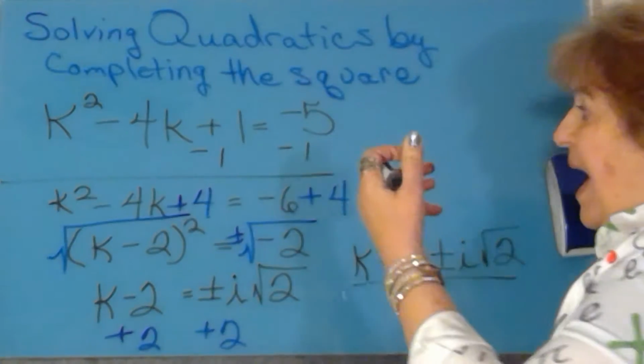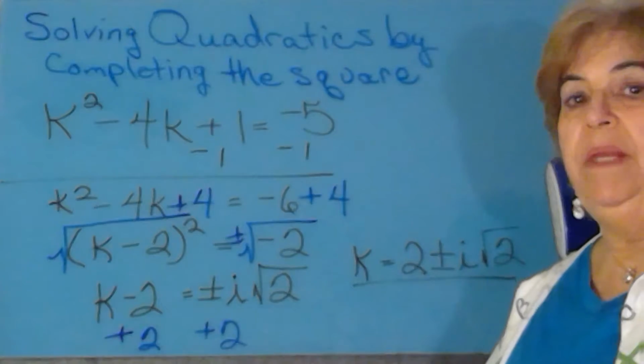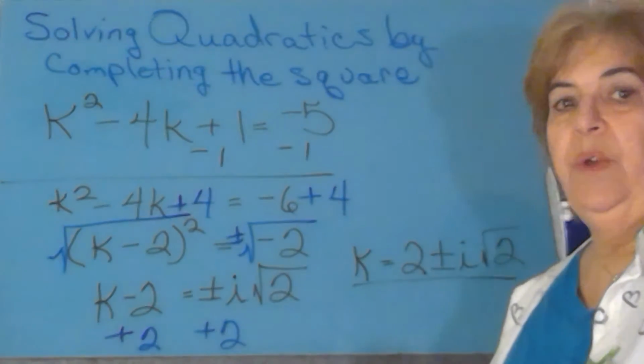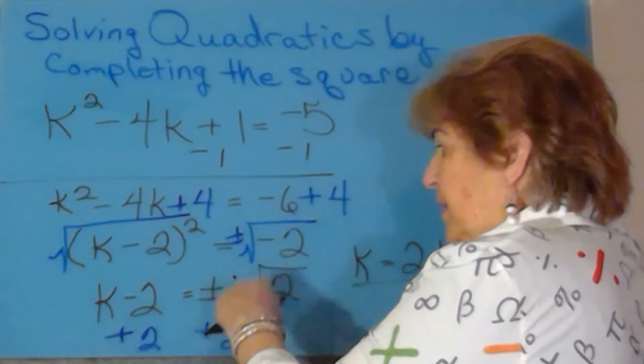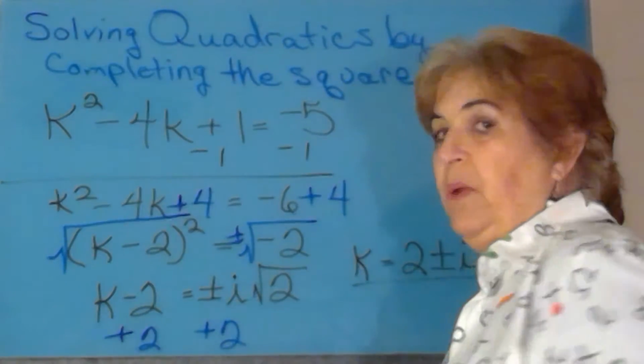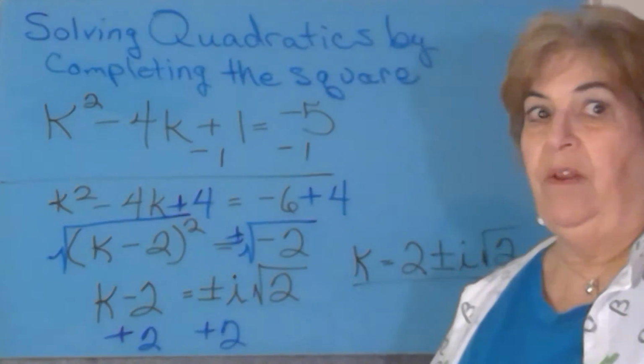So I said it might be a little more difficult. The only thing that made this problem more difficult was you had a square root of a negative number. You just had to bring an i out. And then when you add the 2 to both sides, it can't be simplified, so you just put it in there like that.